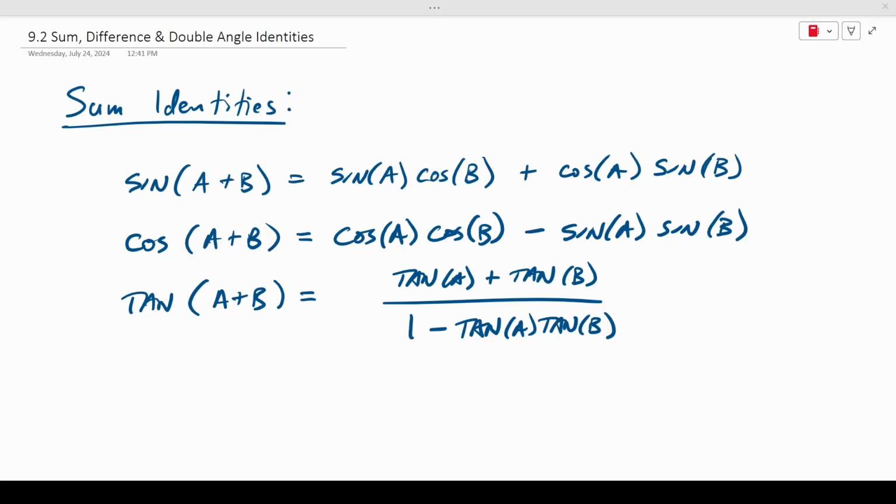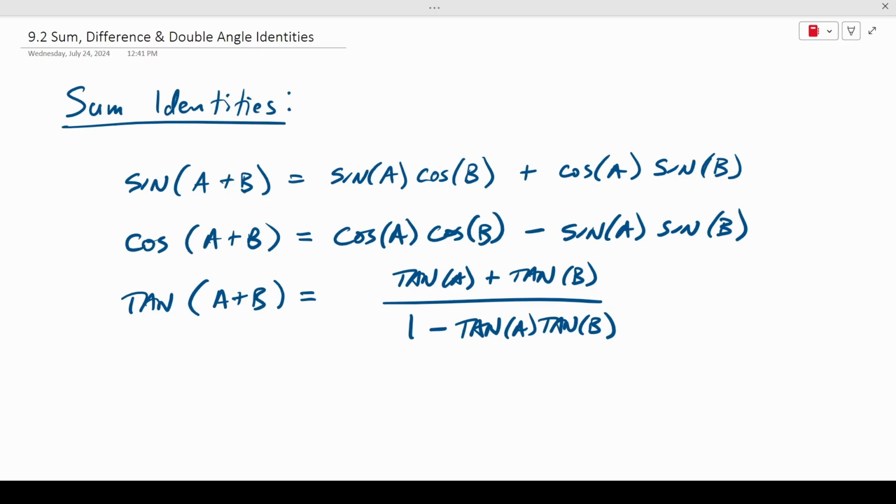All right, so in the last lesson, we looked at the reciprocal identities, quotient identities, and Pythagorean identities. We're going to carry on with some other identities, the sum identities, the difference identities, and the double angle identities. And these ones all have to do with adding or subtracting numbers within the argument of your sine, cosine, or tangent functions. So here's the sum identities.